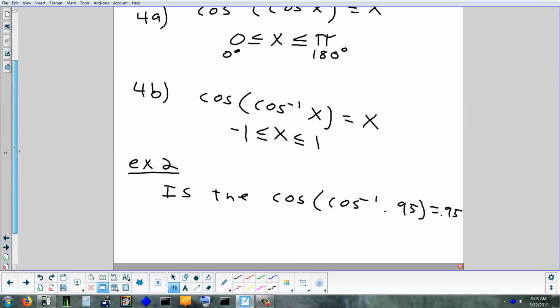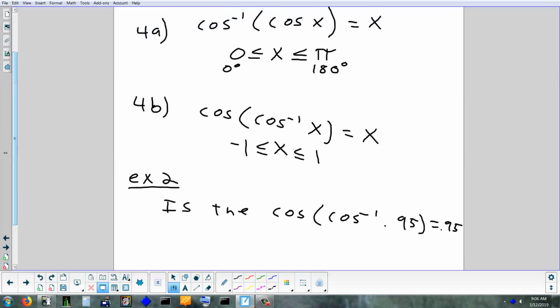Okay, so let's look at that one. So this is a yes or no. Is the cosine of the inverse cosine of 0.95 equal to 0.95? So Aaron, which formula is that one? 4a or 4b? 4b. Yep, definitely 4b. I'm supposed to be between what and what? 1, 1, so yes. And the answer here, yes, I am. 0.95 is getting close to that upper limit, but it's still not over it.